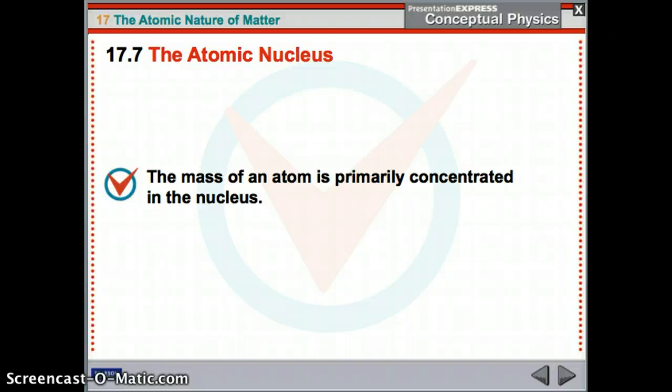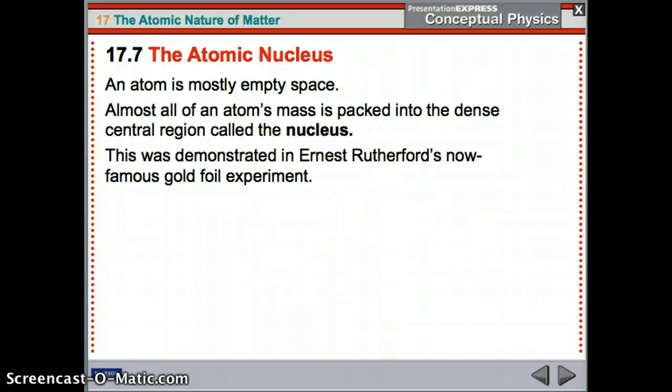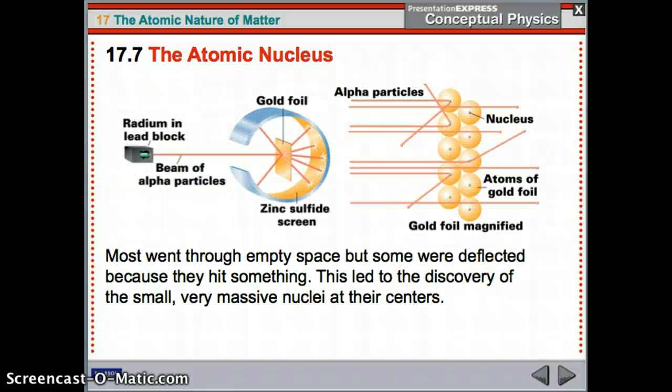The mass of an atom is primarily concentrated in the nucleus. So an atom has a nucleus, which is in the core of it. It's mostly empty space, and almost all of its mass is packed into the nucleus in the middle. That was demonstrated in Ernest Rutherford's gold foil experiment. Hugely famous experiment. And here's what it was.